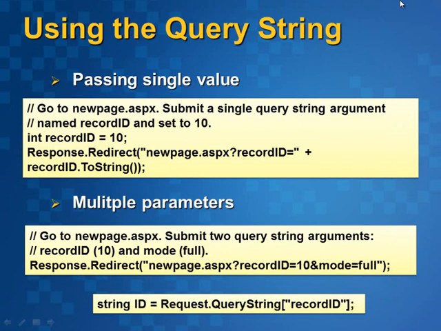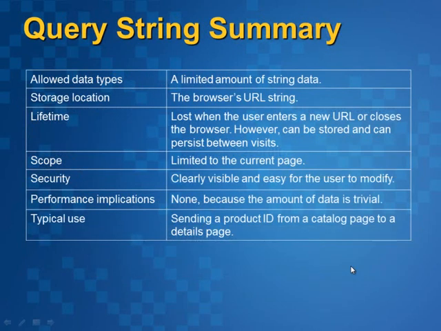Okay, here what I have is I'm trying to send two values. One is the record ID and the other is the mode. So record ID, and if you want to connect two variables, then use an ampersand. So that is what is being done. Again, to retrieve the record ID, you just say Request.QueryString record ID. To get the mode, it's the same thing.